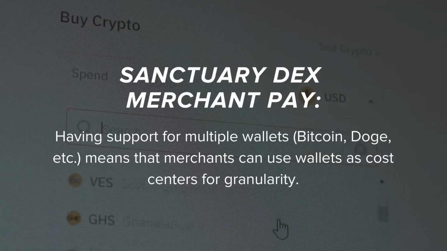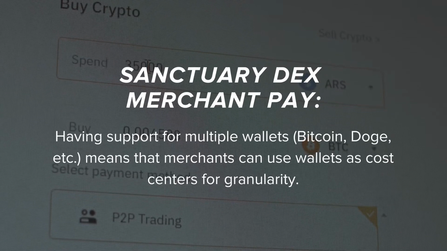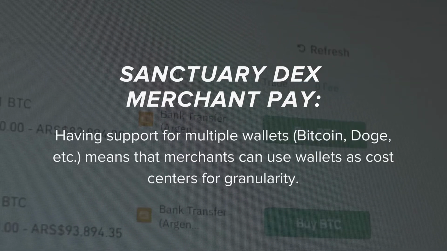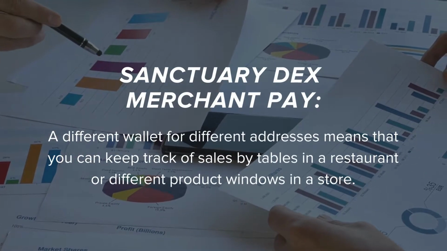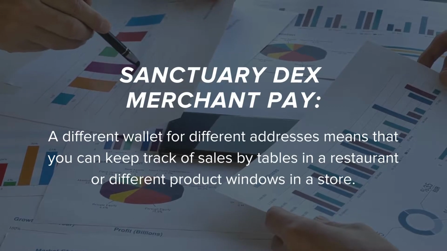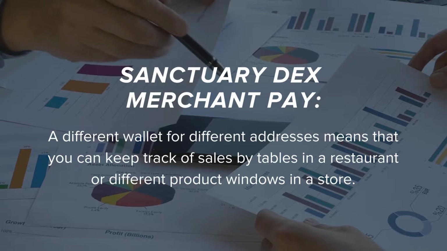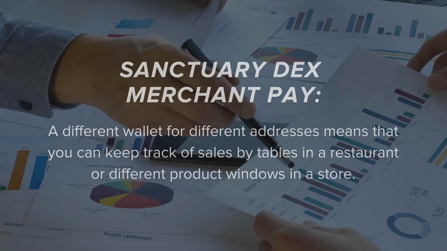Sanctuary DEX's Merchant Pay has support for multiple wallets. This means that merchants can use wallets as cost centers for granularity. For example, a different wallet for different addresses means that you can keep track of sales by tables in a restaurant or different product windows in a store.